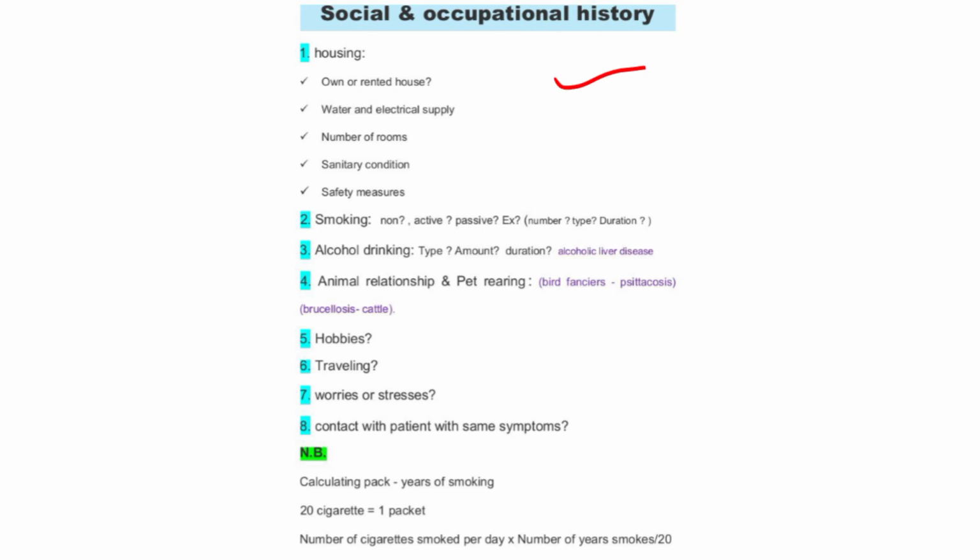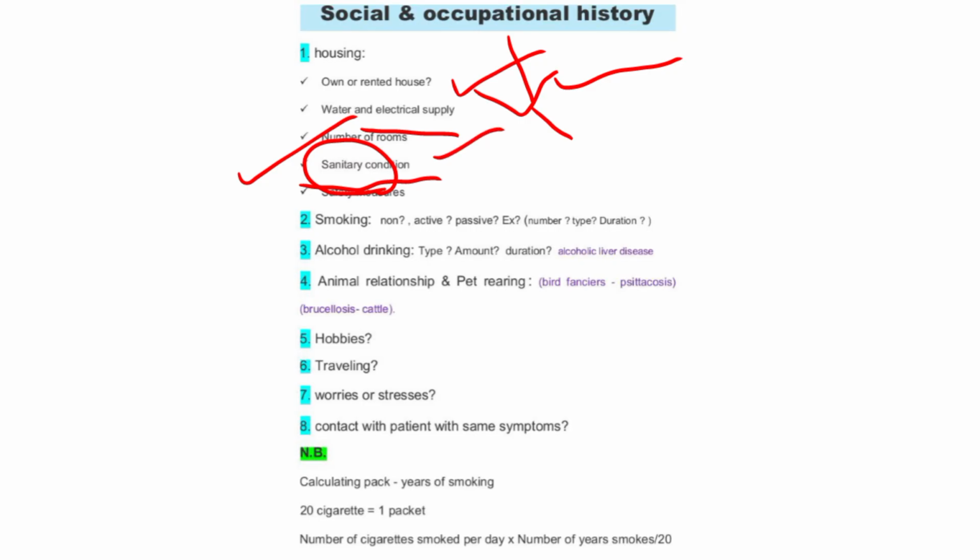Social and occupational history, ask the patient, because any person spends most of his time doing his work in the work environment. Housing, own or rented house. Water and electrical supply. Number of rooms. Sanitary or health or cleanliness of the condition, is there polluted air or not.